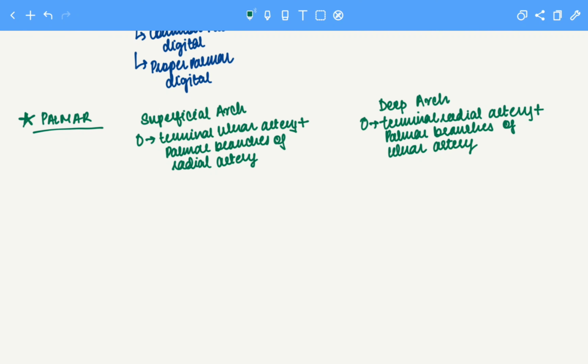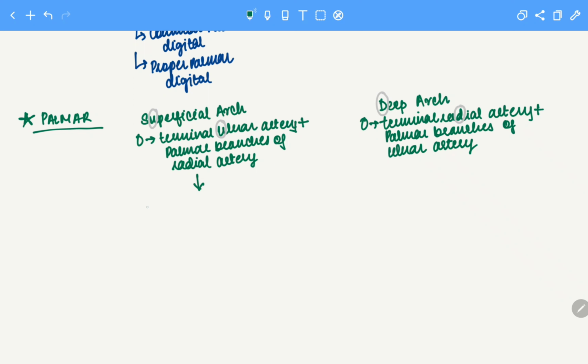So how do we memorize the superficial and deep arch origin sites? Deep arch has the letter D in it corresponding to the D in radial artery. Superficial has the letter U in it corresponding to ulnar artery. And the palmar branches of the other artery will be the origin site for the respective arches.